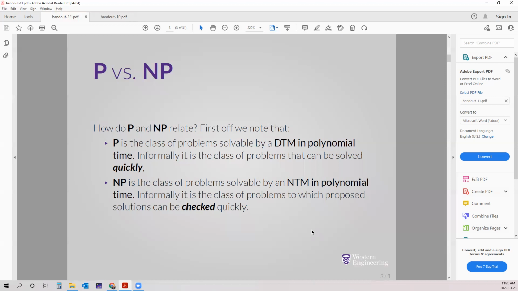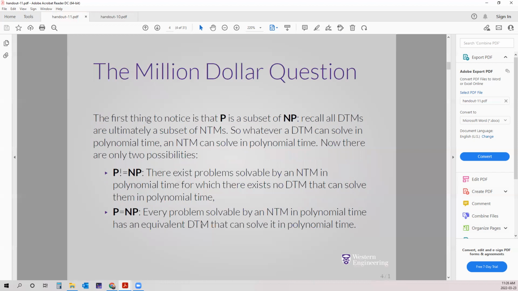So, what is the difference? Can be solved quickly. Here can be checked quickly. Think about it. What is the $1 million question? The first thing to notice is that P is a subset of NP. Recall deterministic Turing machines are ultimately a subset of non-deterministic Turing machines. And we proved that before also.